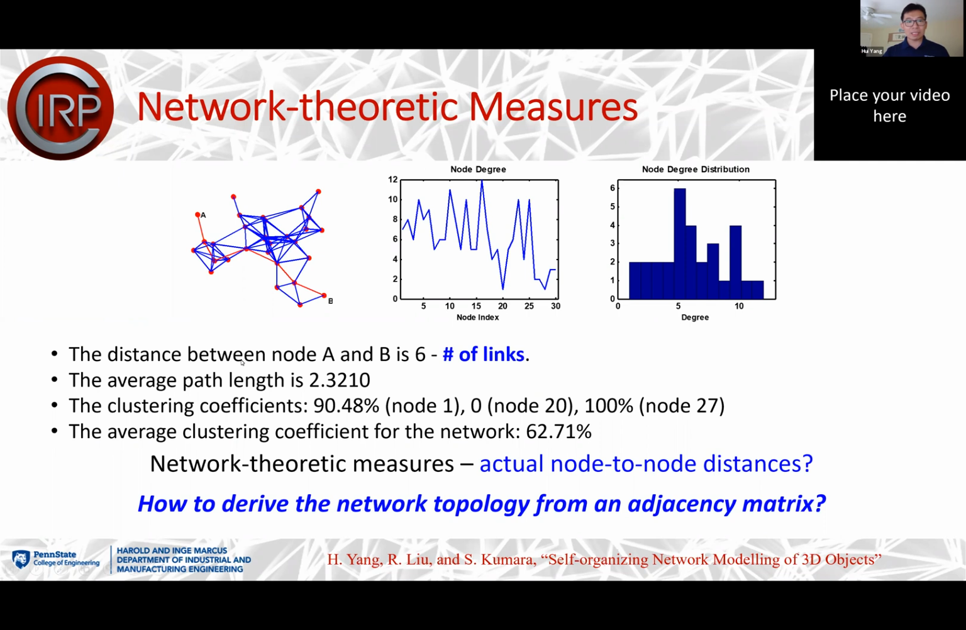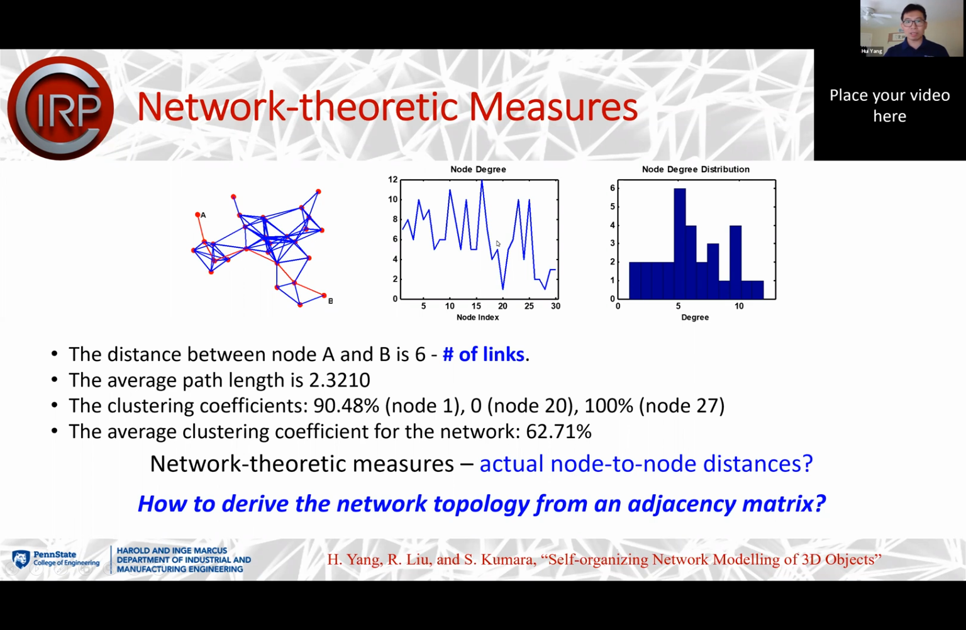So this is an example of how to calculate the theoretical network measures. For example, the distance between node A and B is 6. Node A and B are here, so you can count how many edges you pass through to reach B. So this is the shortest path. You can use the Dijkstra algorithm to find that. And for the average path length, you just count the node distance of all of them in the network, and then you do the average. For the clustering coefficients, this is a node degree.